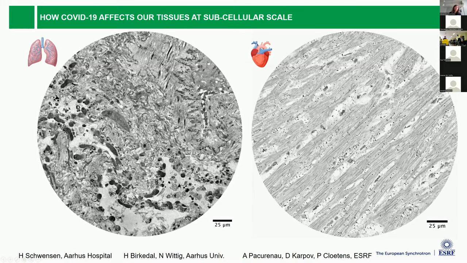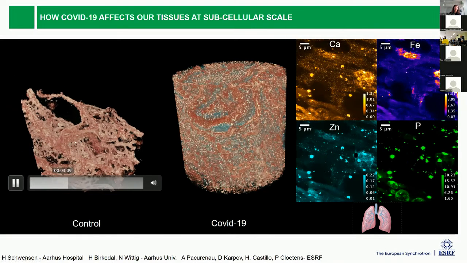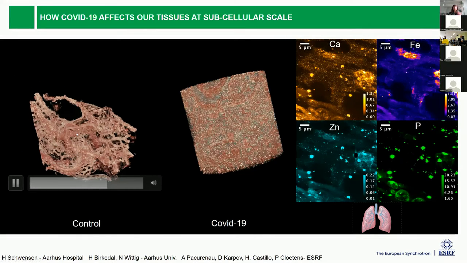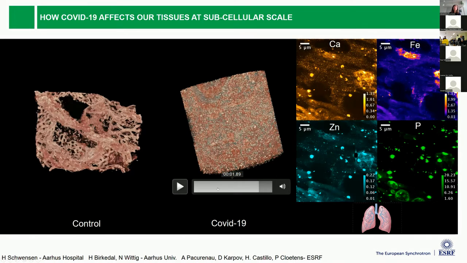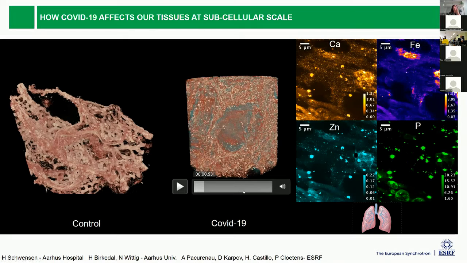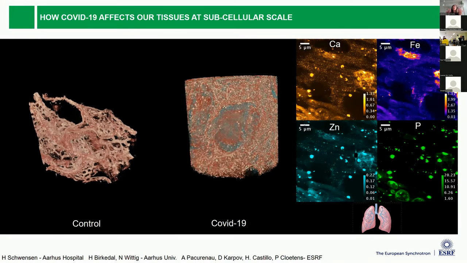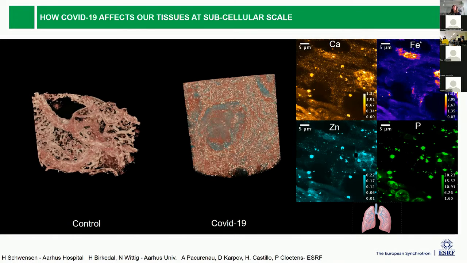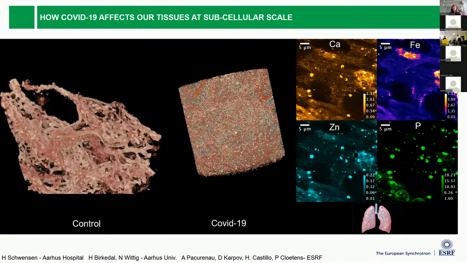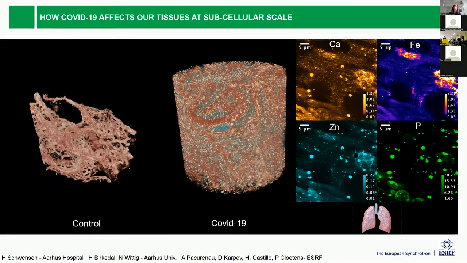Yeah, and then if you look in 3D at some pieces of the lung, for example, one from a healthy lung and one piece from a lung with COVID, you can also visualize how the tissue is really clogged. And we can also look with fluorescence to see what elements are present in there. So we see quite a lot of minerals, calcium combined with zinc and phosphorus, but also iron.